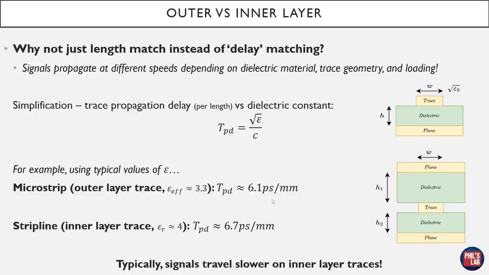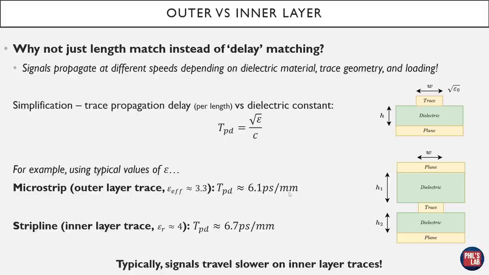As an example, for a typical microstrip trace using an epsilon of 3.3, we get a propagation delay of about 6.1 picoseconds per millimeter. And for a typical stripline trace, let's say an epsilon of 4, we get a propagation delay of about 6.7 picoseconds per millimeter. As you can see, the difference is small, but there's still a difference between microstrip and stripline. Again, these are just examples, and it depends on a few other factors as well. But typically, we can say that signals travel slower, there's more of a delay on inner layer traces.